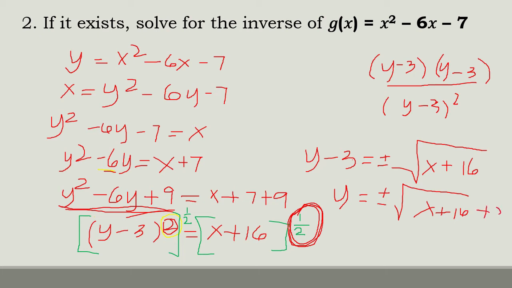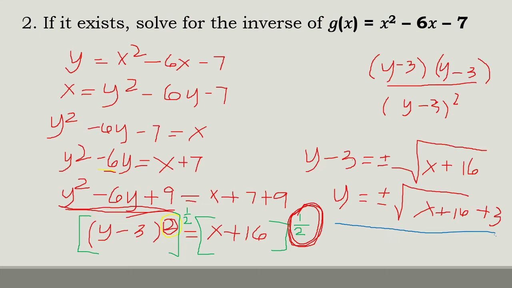Okay. So, it is obvious that for every value of x, there are two values of y here. One positive and one negative. So, in this case, we have to understand this that since quadratic ito, hindi siya inverse. Wala siyang inverse dahil siya ay quadratic.